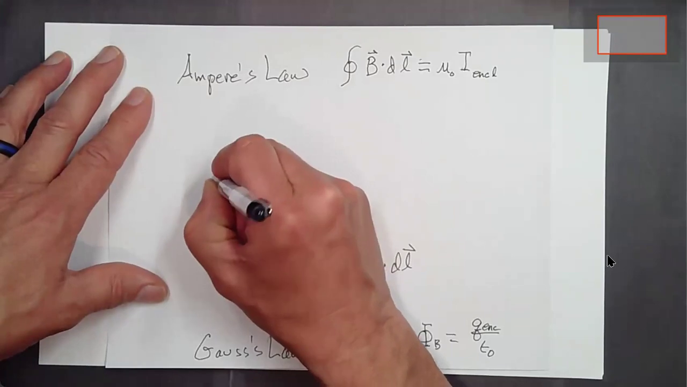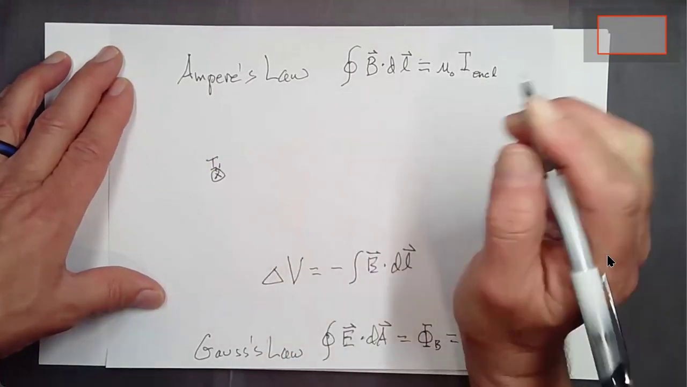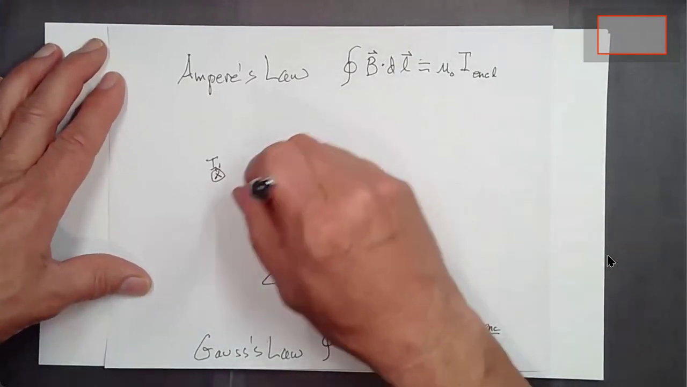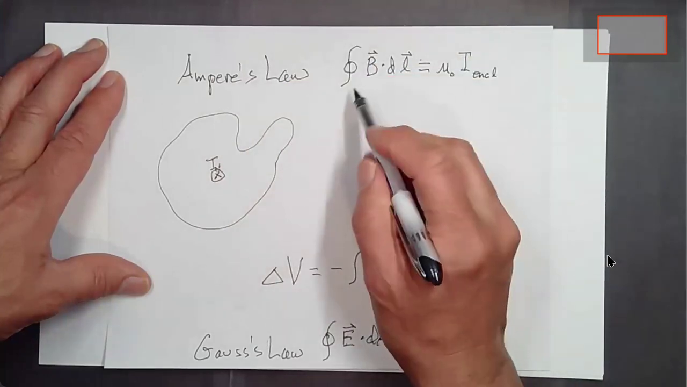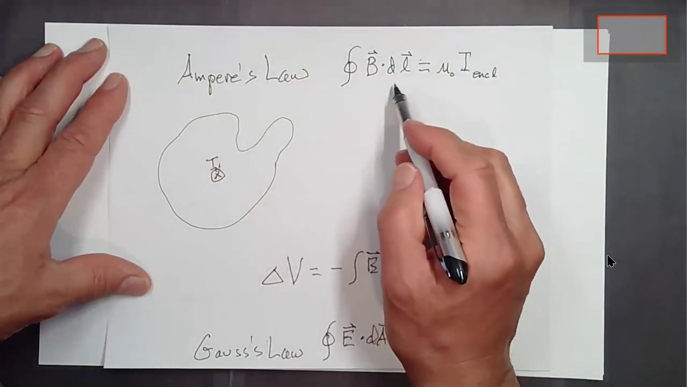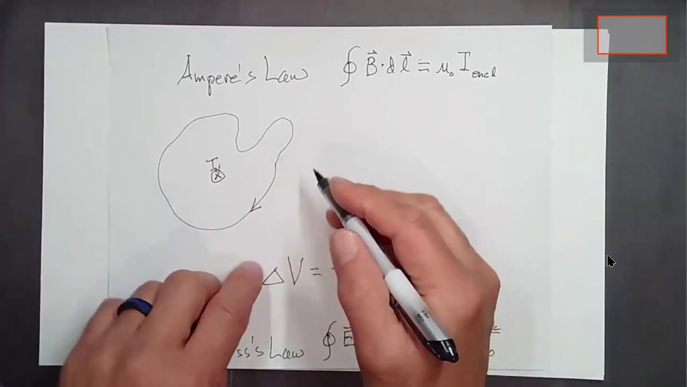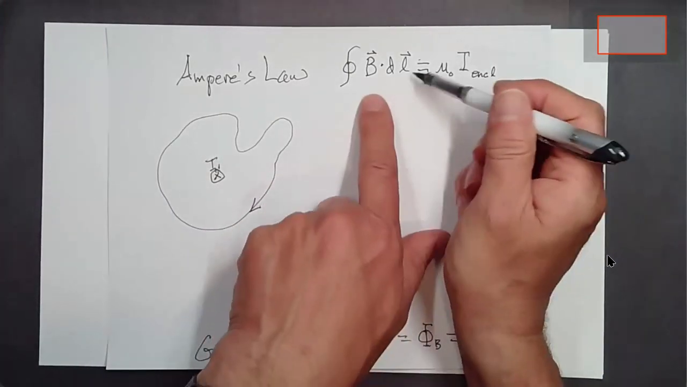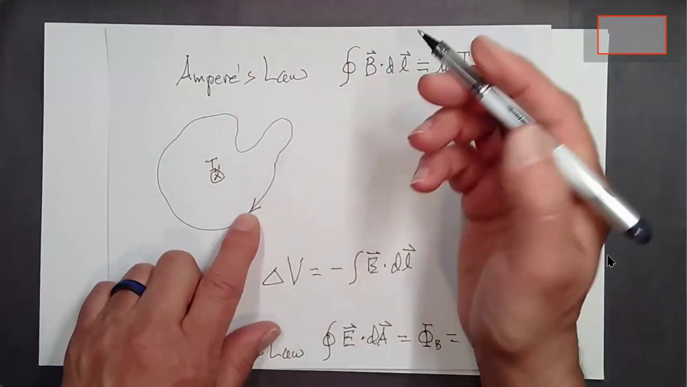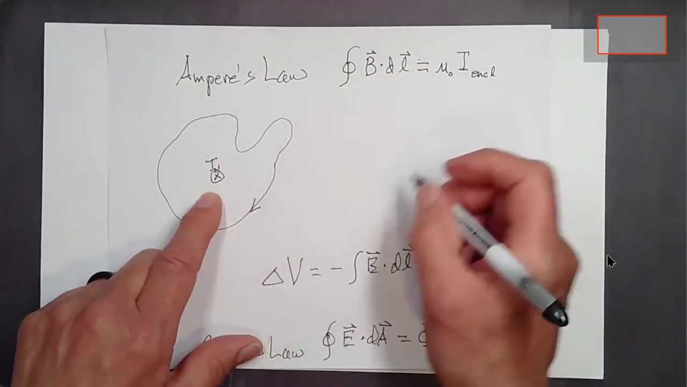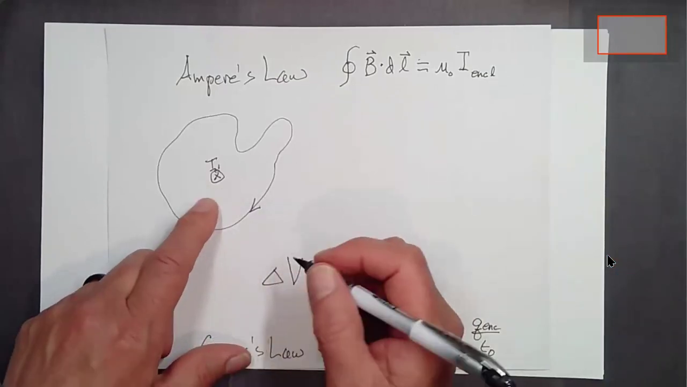If you have, let's suppose you've got a current I1 that's into the page right here. And by the way, this integral can be done over any arbitrary shape. So if you take and integrate B dot dl over this weird shape around here, in this case, it would end up equaling mu naught times I1.